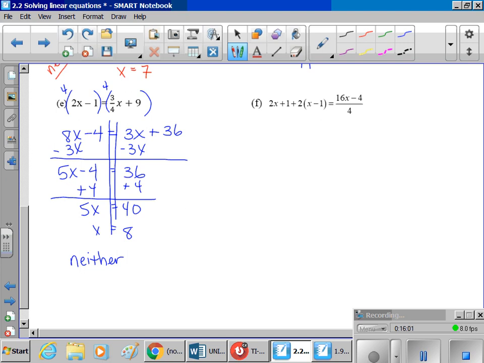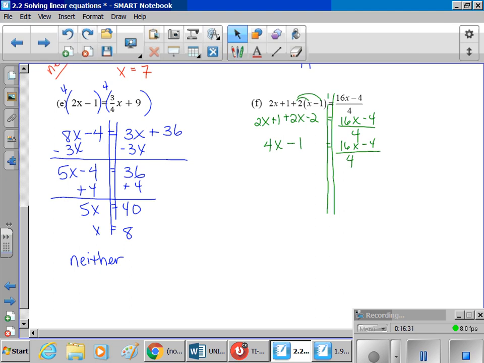And this last one. Again, you can multiply through by 4 first, but I think I'd like to do some playing around with that left side before I multiply through by 4. So this becomes 2x plus 1. I'm going to distribute this. Plus 2x minus 2 is equal to 16x minus 4 divided by 4. So combine like terms and I get 4x minus 1 is equal to that mess, 16x minus 4 over 4.